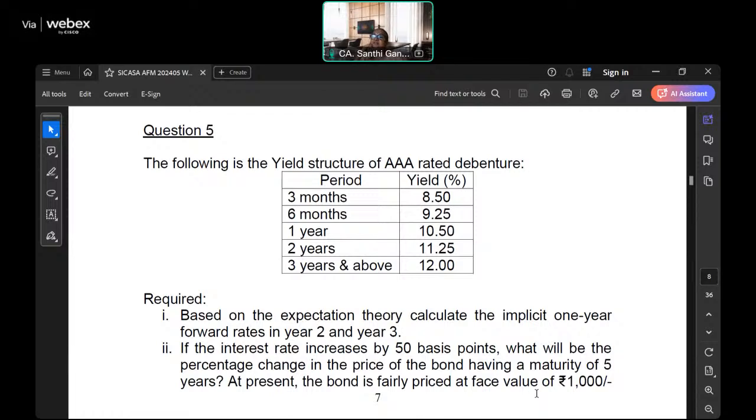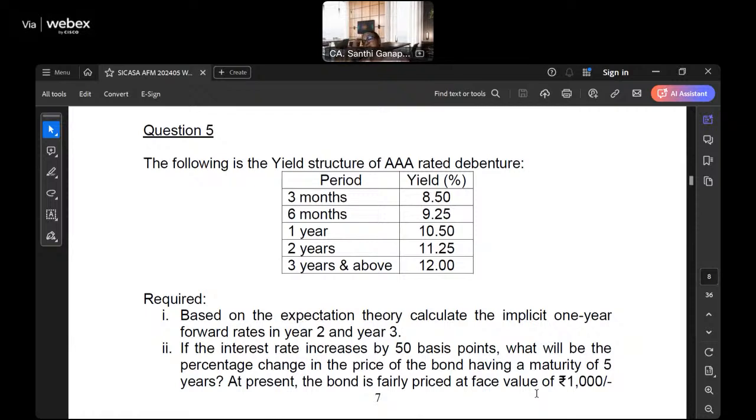There are different theories for yield curve term structure. What are the theories? We have what is known as market expectation or pure expectation theory.